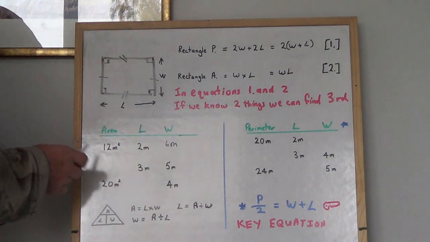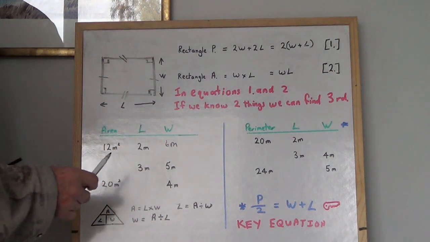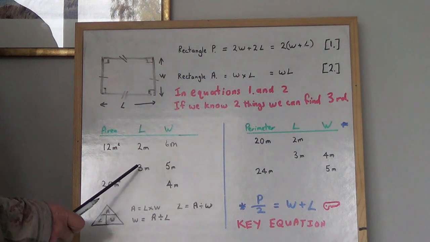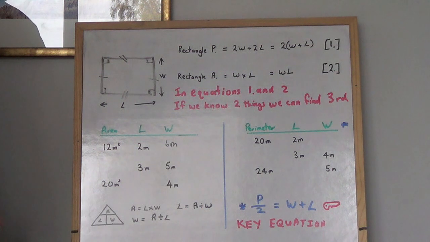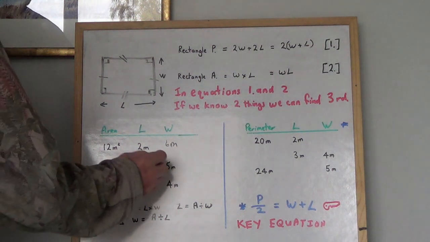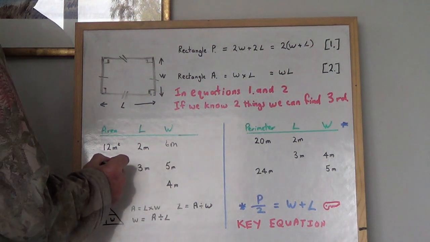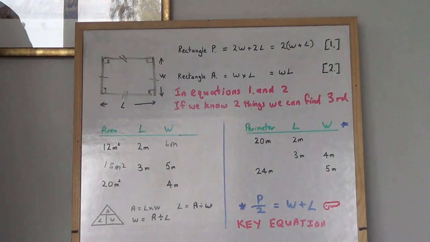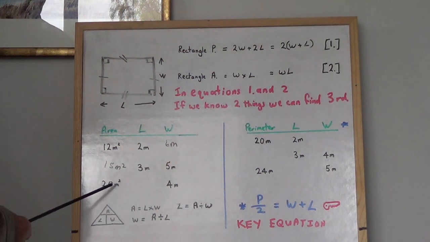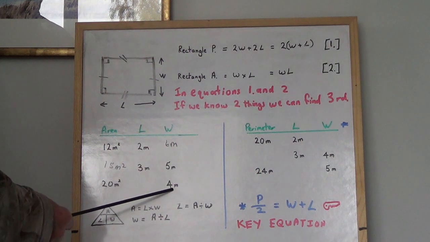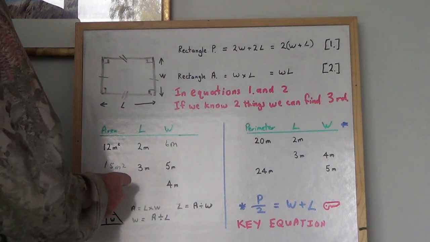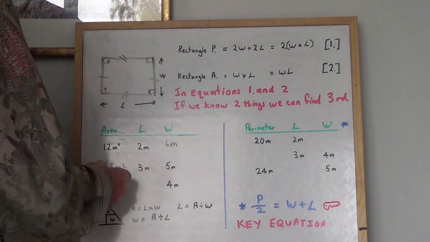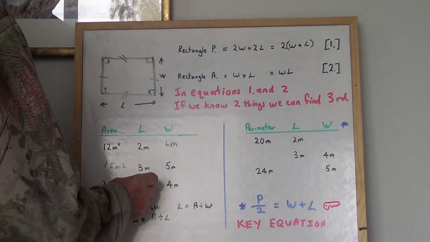So if we had a rectangle which was 3 meters long and 5 meters wide, then the area would be 3 times 5 is 15 meters squared. And if we had a rectangle with an area of 20 meters squared and it was 4 meters wide, we would divide 4 into 20 and we would get 5.